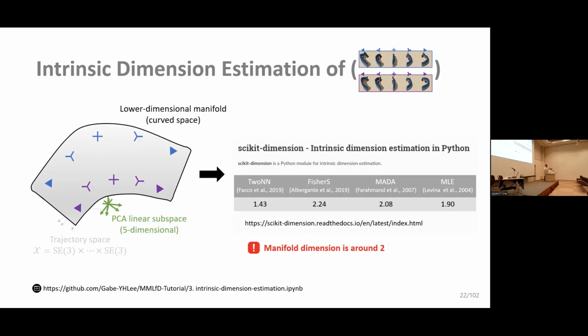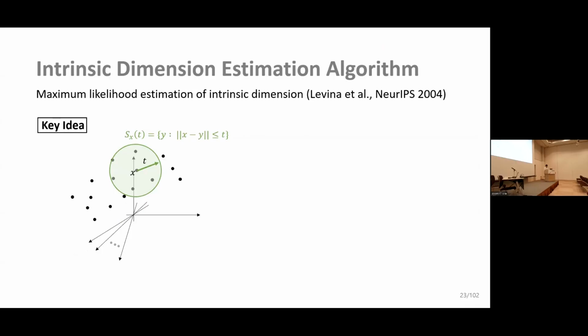This result indeed matches what I expected. I initially thought the dimension to be around 2, imagining 2 variables: one for changes in the pouring direction and the other for the pouring style. I think it's quite a reasonable result. I haven't studied this intrinsic dimension estimation topic deeply, but I just wanted to share an intuitive understanding of how it works. So I brought one example, the Levina algorithm introduced in NIPS 2004. It is based on maximum likelihood estimation.